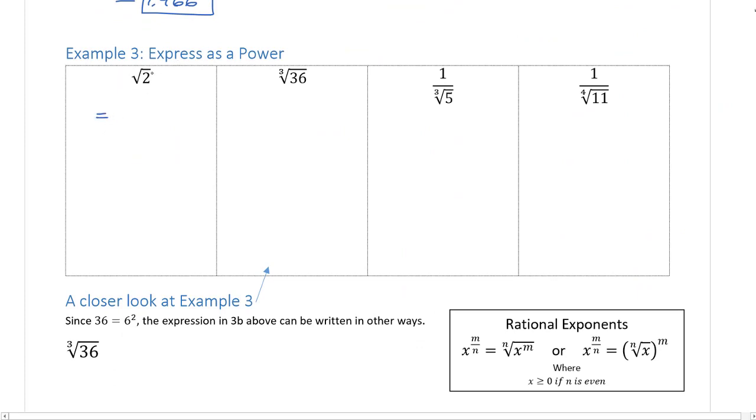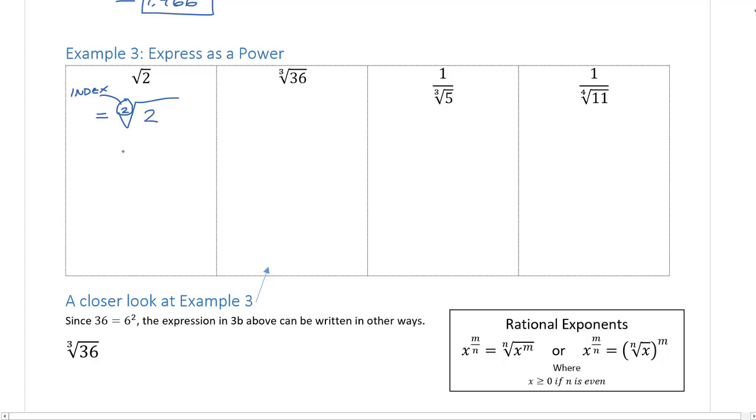So first of all, remember, if you don't see a number out front right here, this number is called the index, by the way. I should have mentioned that right off the bat. So if you don't see a number in the index position, okay, it's a 2. So that's the only one that's invisible. Everything else there should be something there.